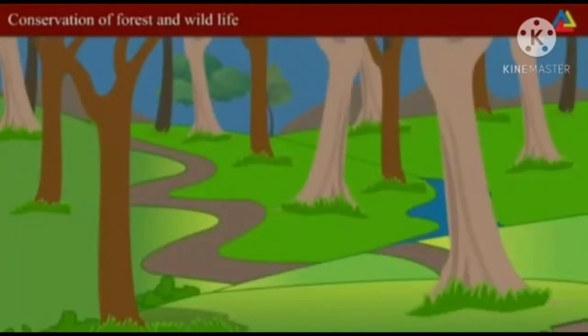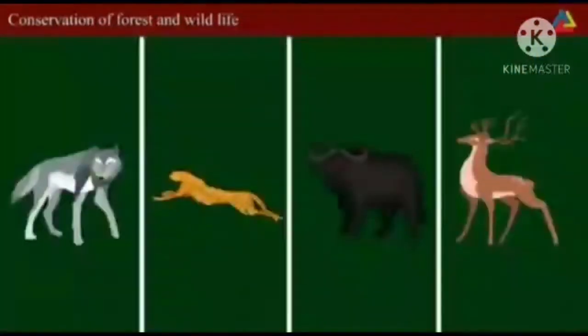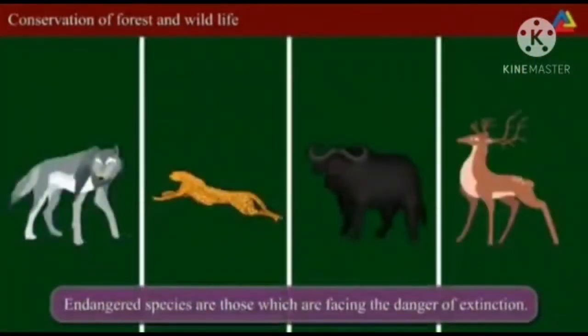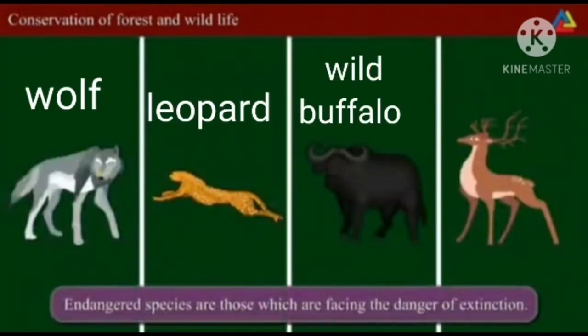Okay, now reserves like Satpura National Park are large and diverse. So they protect whole sets of ecosystems. They preserve flora, fauna, landscape and historic objects of an area.